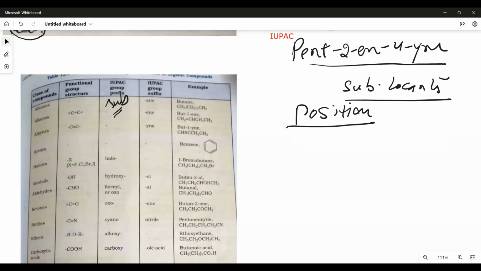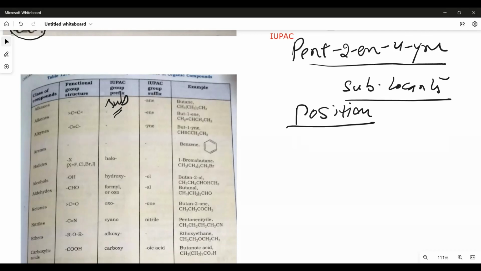Suppose more than one functional group is present, so we can apply the priority rule. And if only one functional group is present, or it is a monofunctional compound, there is no need to apply the priority rule. Suppose you take one example.